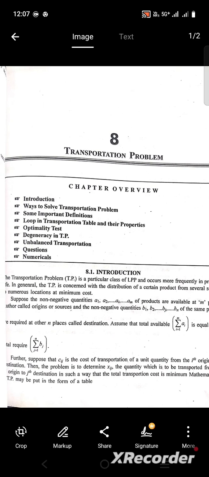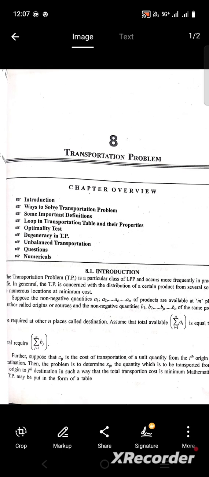That is, a company wants to transport goods from the source to the destination, and we want the total transportation cost to be minimum. That is called the transportation problem.